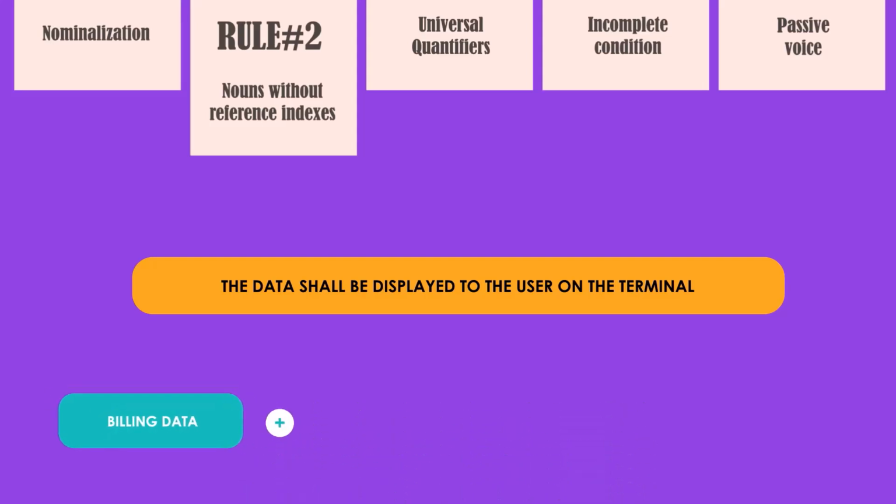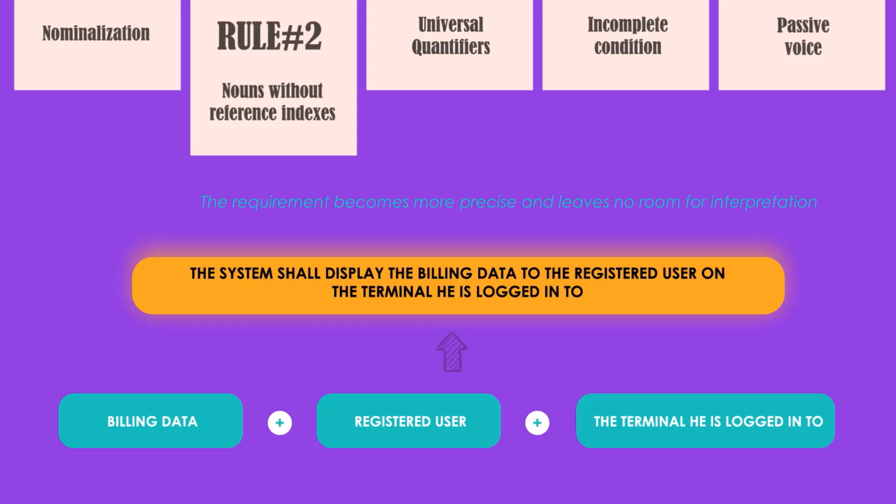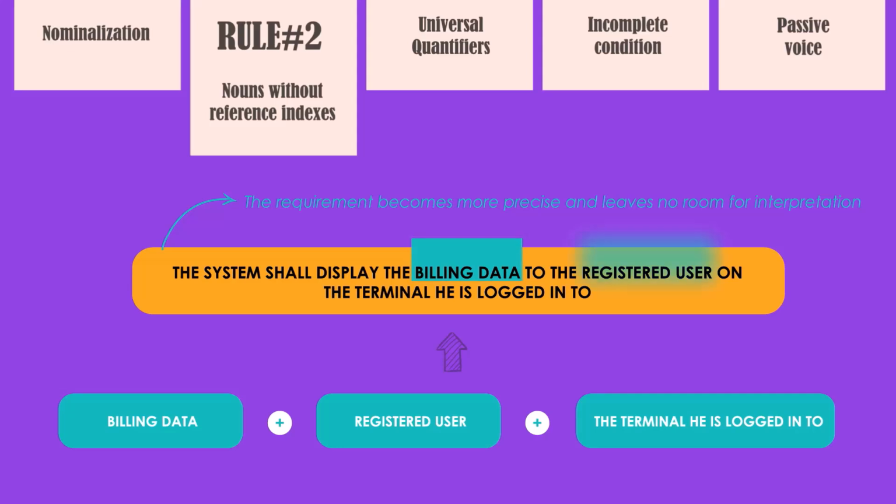By adding reference indexes such as billing data, registered user, and the terminal he is logged into, the requirement becomes more precise and leaves no room for interpretation. So now we have a more specific requirement. The system shall display the billing data to the registered user on the terminal he is logged into.